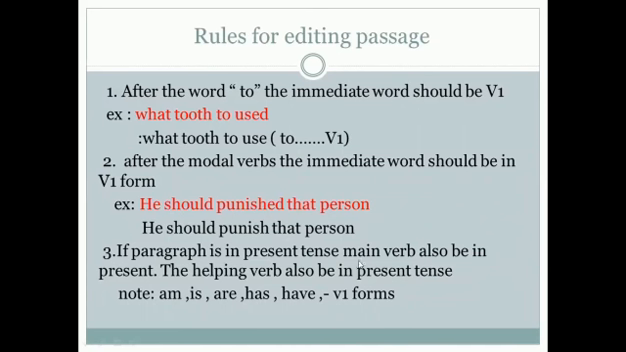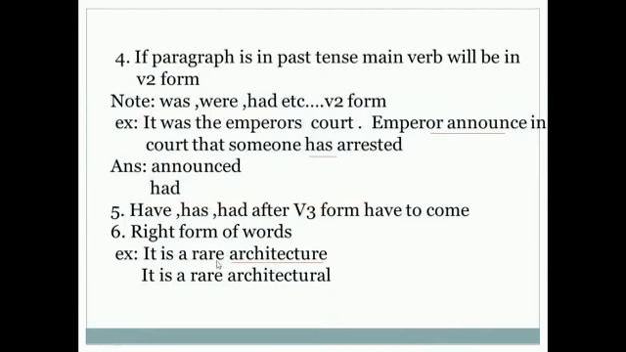If that paragraph is in present tense, the main verb also should be in present tense, and the helping verb also should be in present tense. For example, let me see one example after this slide. If the paragraph is in past tense, the main verb will be in V2 form. So was, were, had, etc., all the V2 forms. It was the emperor's court. Emperor announced in court that someone has arrested. If you see that, it was the emperor's court. What is the tense? Past tense. So emperor announced. Announce is a V1 form, but actually if the paragraph is in past tense, then the word should come in V2 form. So emperor announced in court that someone had arrested.